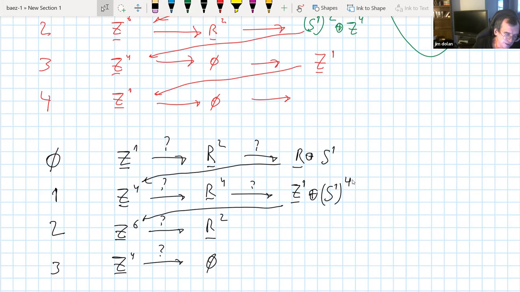And the kernel? No. One way to think about it is the image of that map and the integral cohomology. Sorry, say it again. Which map? The map going from Z6 to R squared. The image of that map. So it's the intersection of the image of that map and what? Sorry, what's going on? Sorry, it's really confusing.